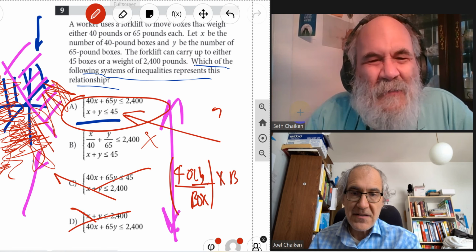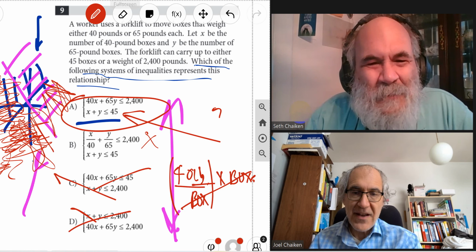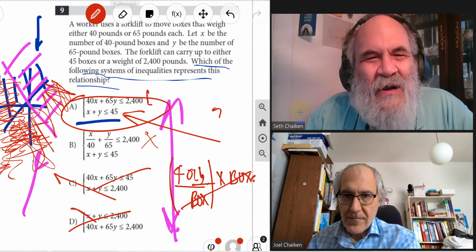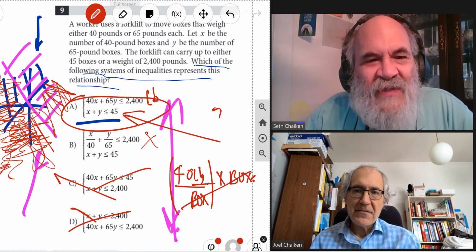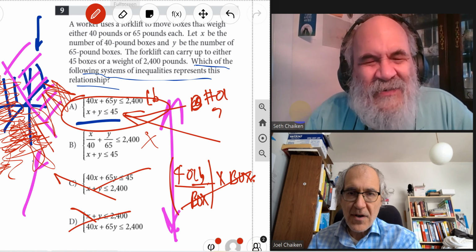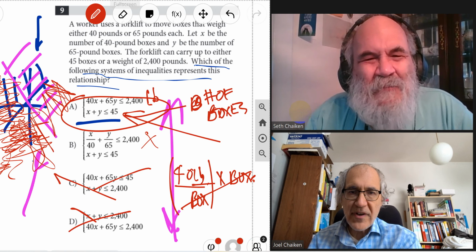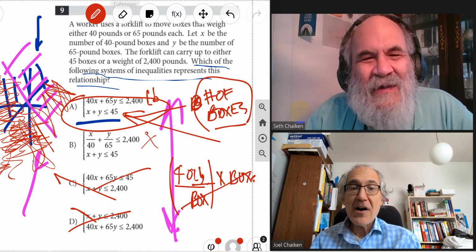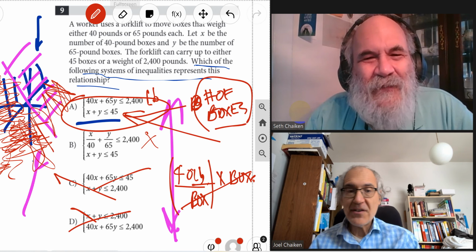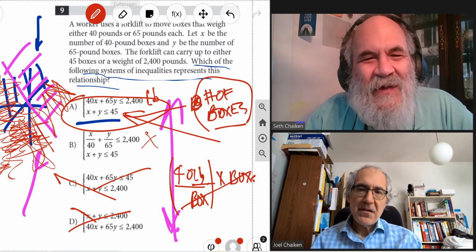And this is X boxes, so that gives you pounds. So the units that the first inequality is about are pounds. The units that the second inequality is about are numbers of boxes. It's really helpful to say number of boxes, not just boxes. It's very important to have that really clear in your mind. So, what do you think?